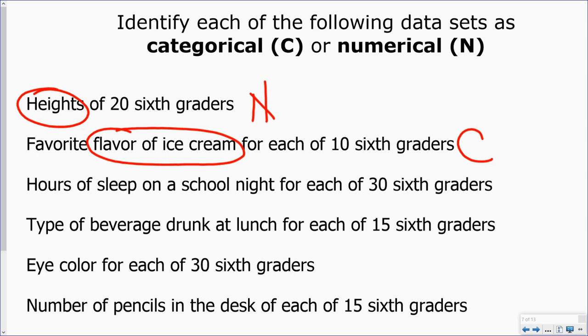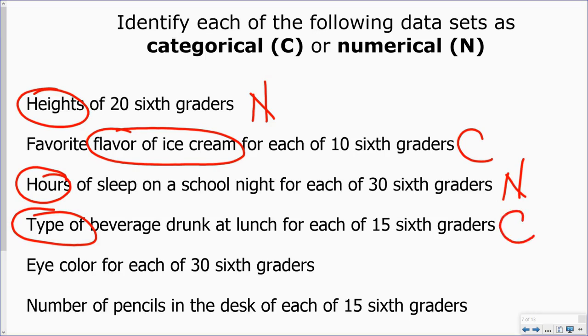Hours of sleep on a school night for each of 30 sixth graders. Well, here we're talking about hours, which can be numbers, so this is numerical data. Type of beverage drunk at lunch for each of 15 sixth graders. Well, we're looking at type of beverage. So that's categories because they can drink milk, they can drink water. So this would be categorical data.